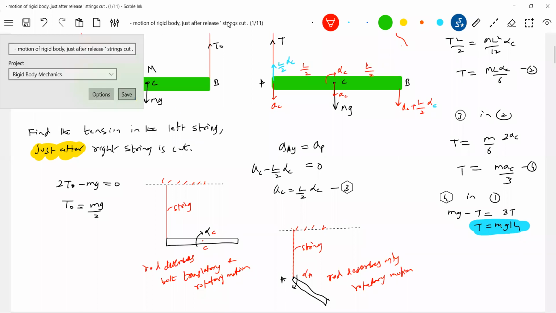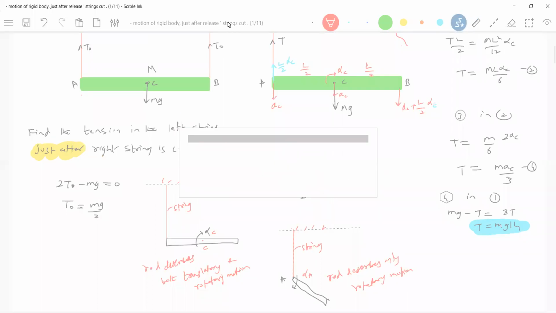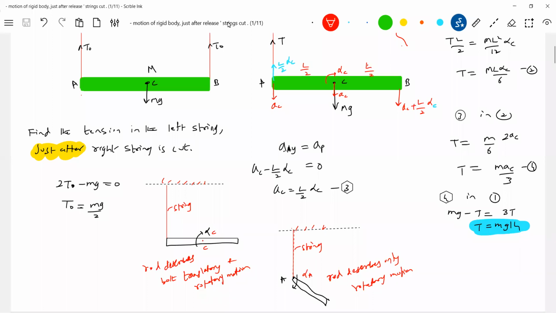Sir, how do I come to know? That is what you should have, the idea of the physical world, rather than fighting with mathematics. That's what I was insisting. Okay.